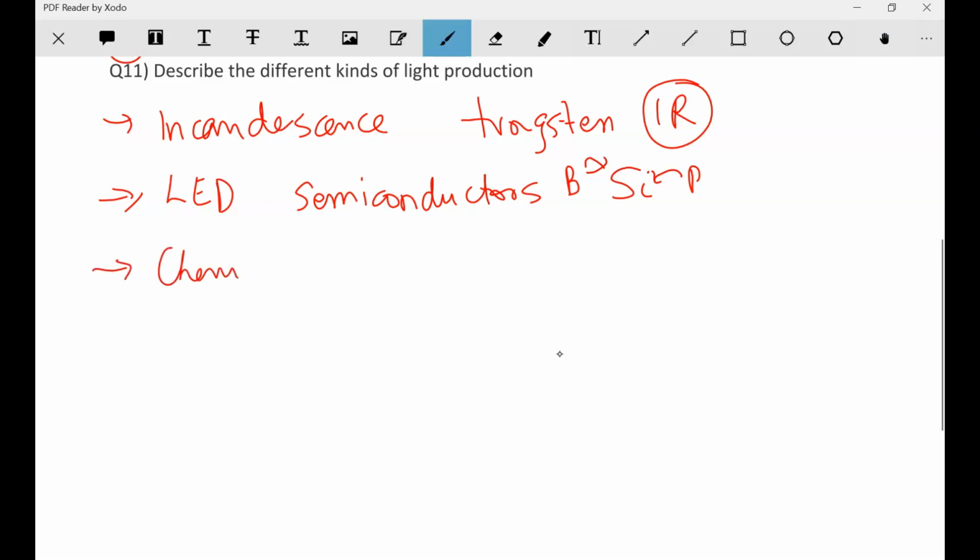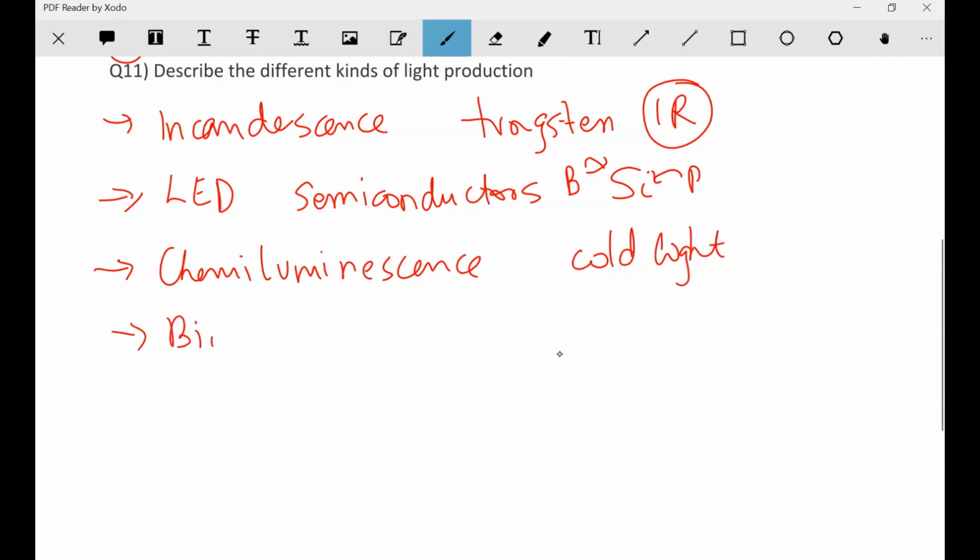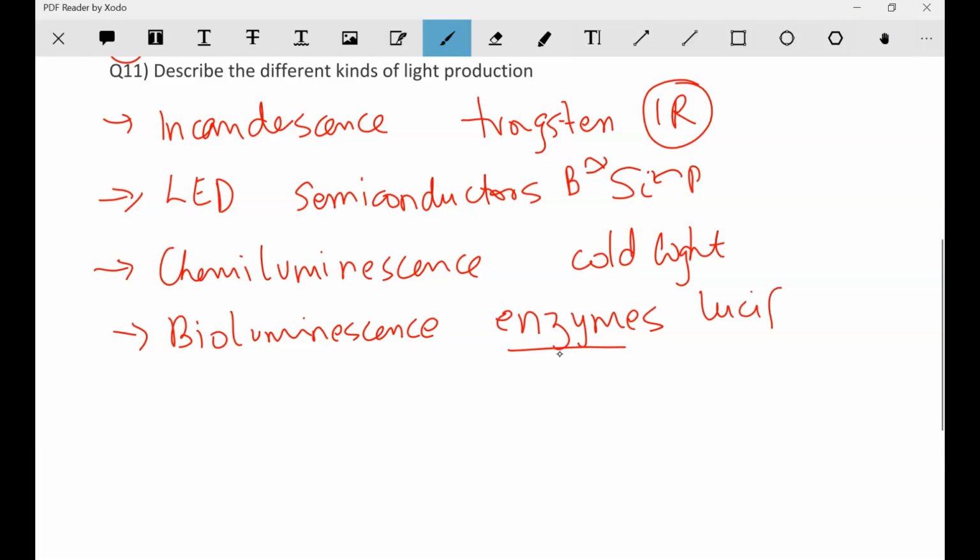We talked about chemiluminescence, which is light produced due to a chemical reaction such as glow sticks. It's also called cold light because it does not produce heat. We talked about bioluminescence, which is a chemical reaction but occurring in a living body such as a plant or animal, usually catalyzed by enzymes such as luciferase, the enzyme present in fireflies that helped them glow.